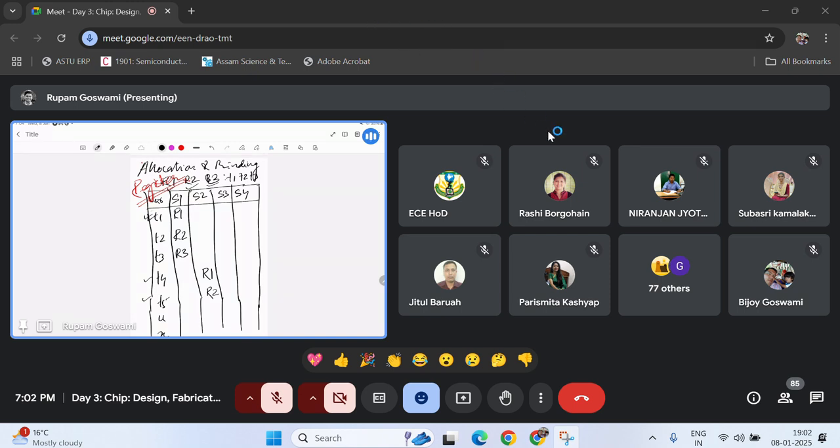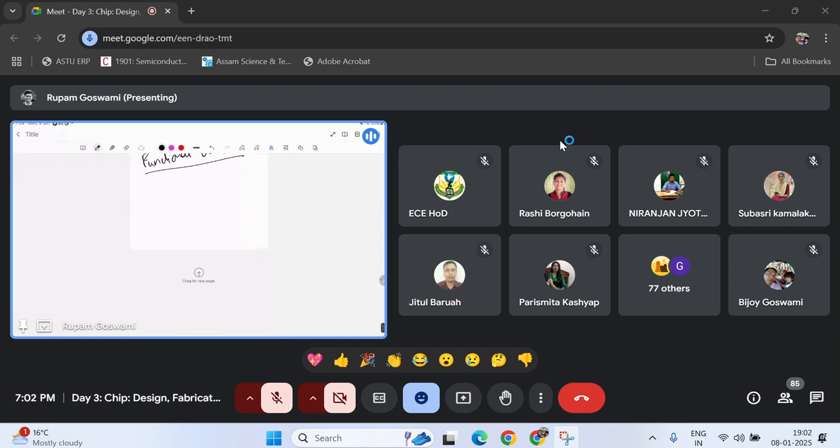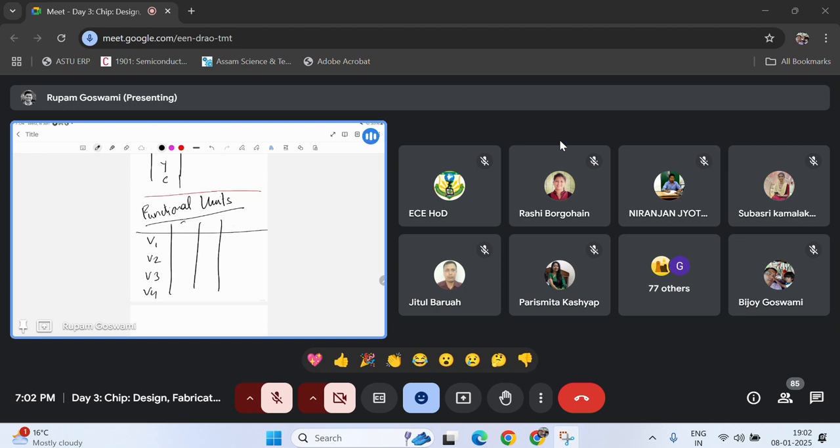Column was based on the different output and input variables. But when we are talking about functional units, our focus will shift from the different operations that we were talking about in terms of V1, V2, V3, and V4, and it can be split into the different time steps.